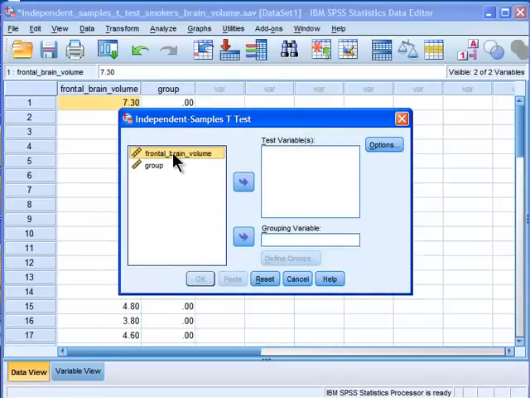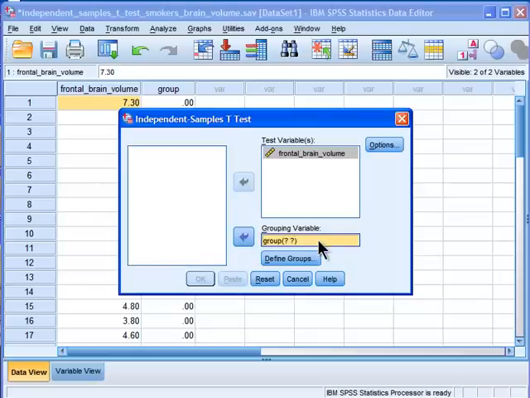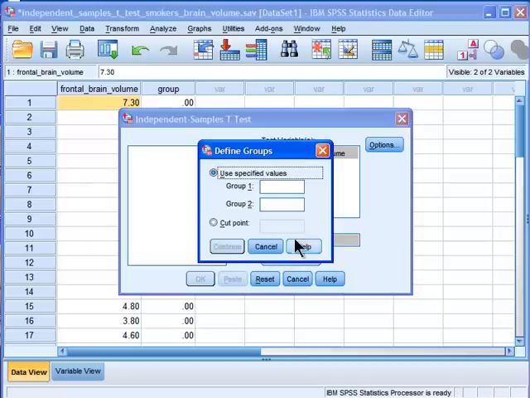So we've got frontal brain volume here. That's our dependent variable. Put that into the Test Variables window. And then we've got group, and put that into the Grouping Variable box. And then SPSS is going to ask you to define the groups, which is simple enough. Click on Define Groups, and then enter 0 for group 1, and 1 for group 2. So we've got our non-smokers and our smokers.